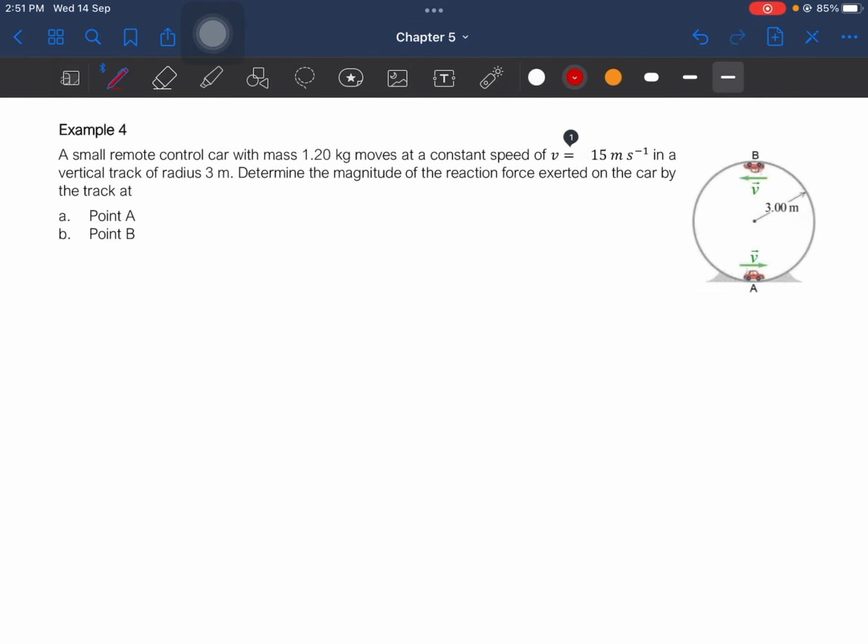Okay, then we need to calculate what? In a vertical track. Okay, it gives radius 3 meter, mass 1.2 kg, v 15 meter per second. Then we have to determine the magnitude of the reaction force. Okay, so N lah. We need to find N exerted on the car by the track at point A and point B.